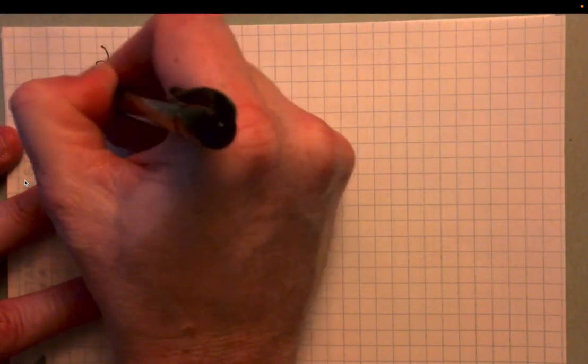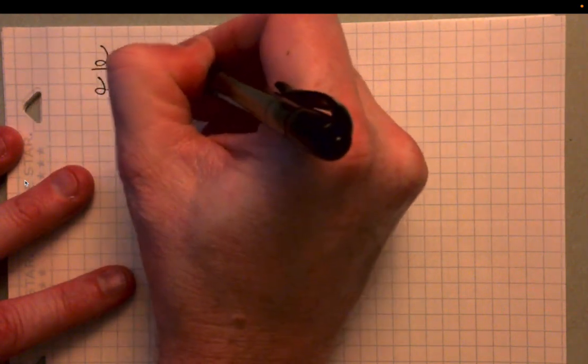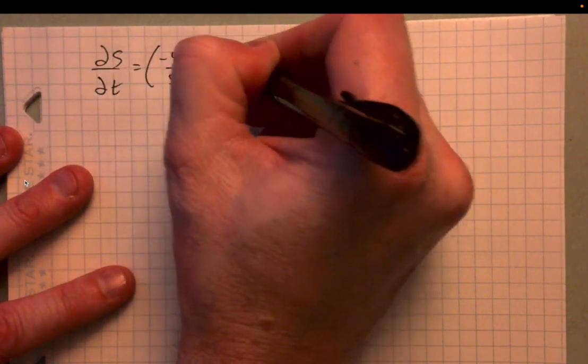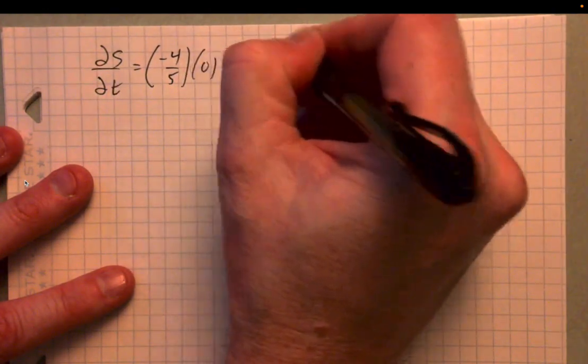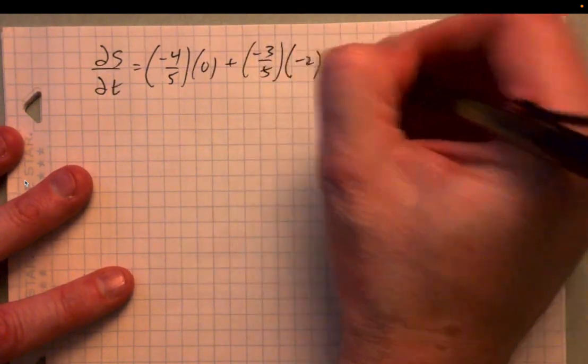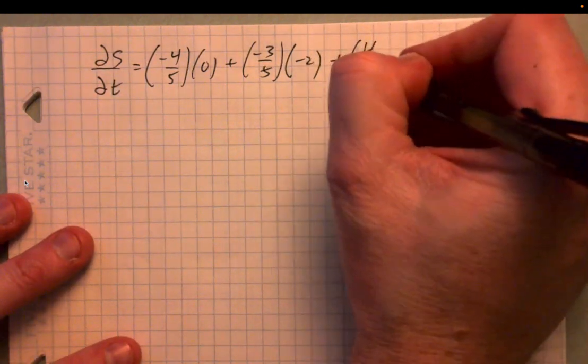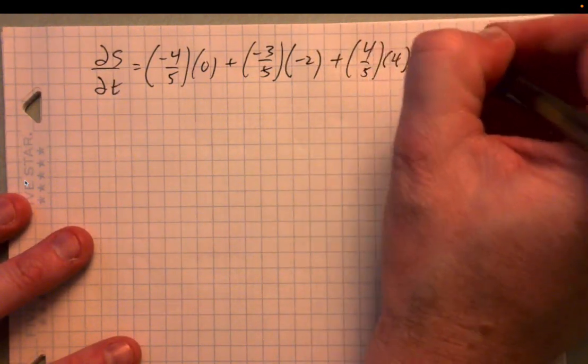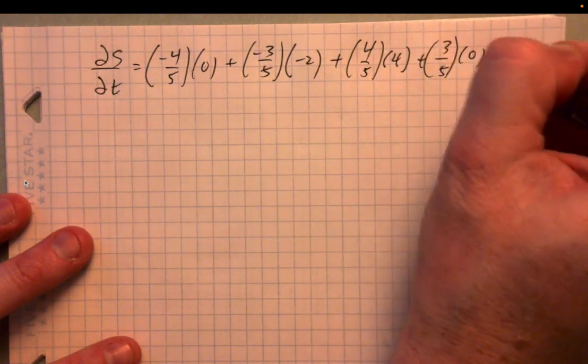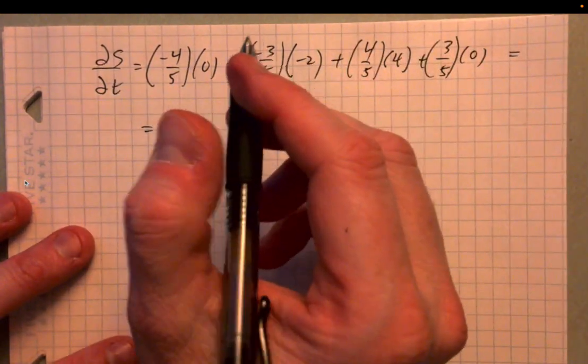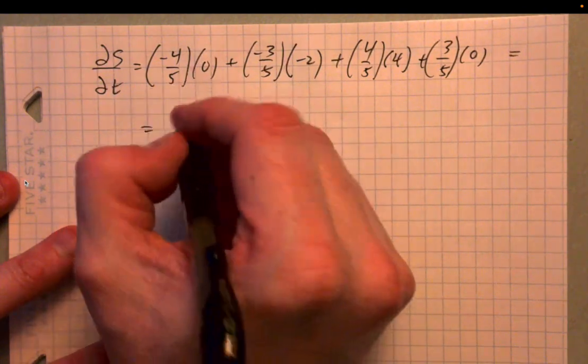Okay, and so what do we get at the end of the day? Well, so del s del t is equal to, you get negative 4/5 times 0 plus negative 3/5 times negative 2 plus 4/5 times 4 plus 3/5 times 0, right? And so what you end up with here at the end is 22/5.